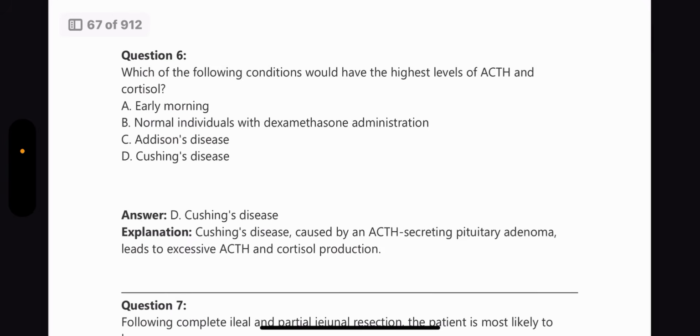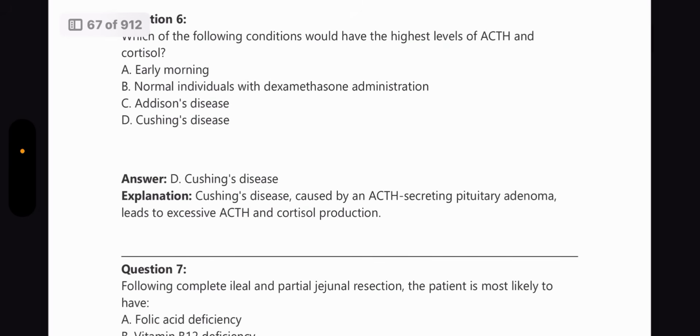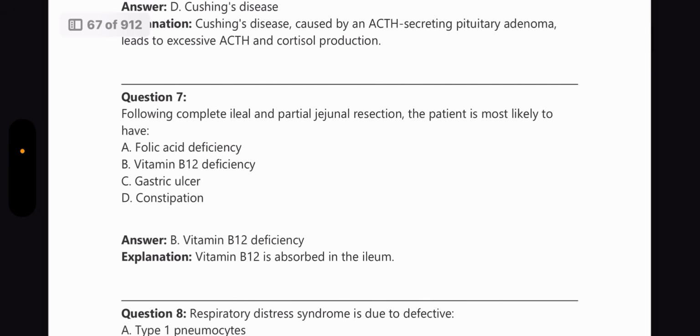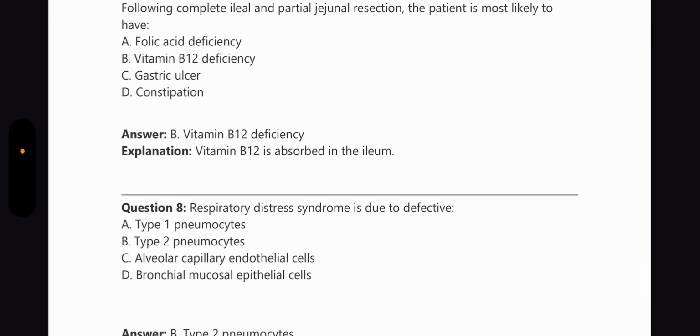their activity. Next, which of the following conditions would have the highest levels of ACTH and cortisol? Answer is Cushing syndrome. It is caused by ACTH secreting pituitary adenoma, leading to excessive ACTH and cortisol production. Next, following complete ileal and partial jejunal resection, the patient is most likely to have vitamin B12 deficiency, because vitamin B12 is absorbed in the ileum.